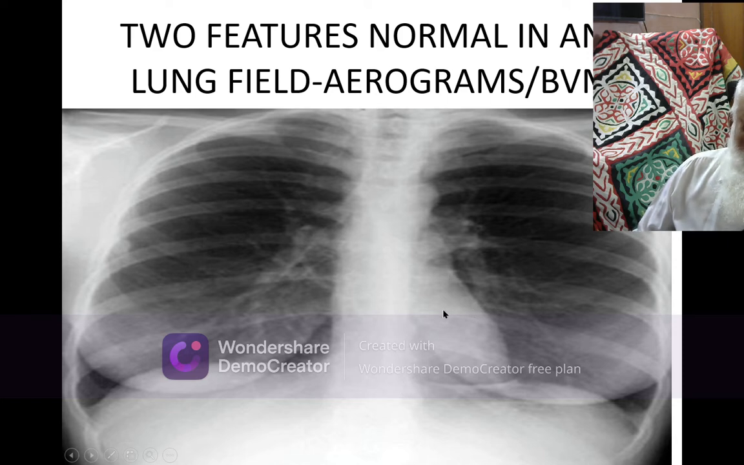Now this is how we take a normal one. You will see these bronchovascular markings end here, about 2.5 centimeters from the lateral wall. They end, they are not crossing here. This is the outer side, 2.5 centimeters from the outer side of the lung fields. So these bronchovascular markings should not cross this line.